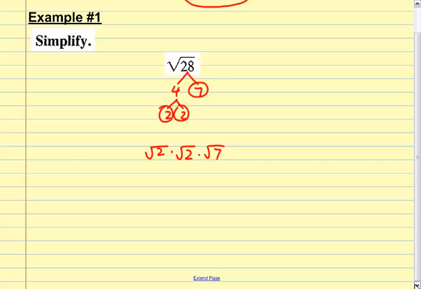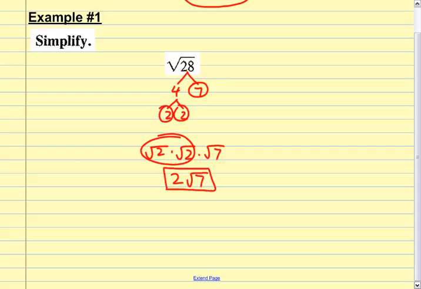Now, remember yesterday I told you you can multiply radicals, right? If I have a pair of radicals like this, I just get the number that's underneath there. Because the square root of 2 times the square root of 2 is the square root of 4. And what is the square root of 4? It's 2. So just as a shortcut, if I have a pair, I just have the number that's underneath there, times the square root of 7. And now I've reduced it. The square root of 28 is equal to 2 times the square root of 7.